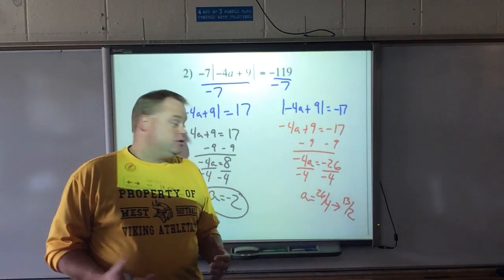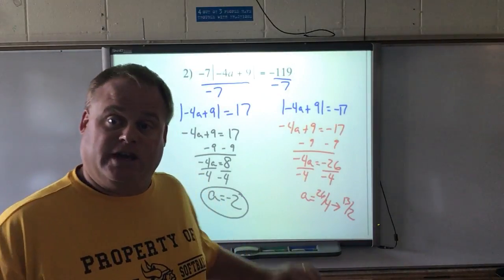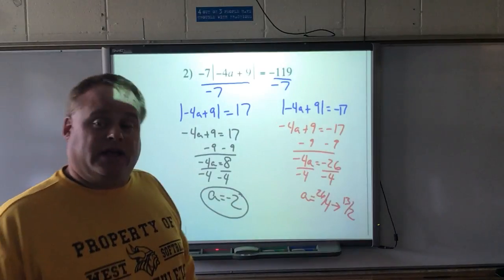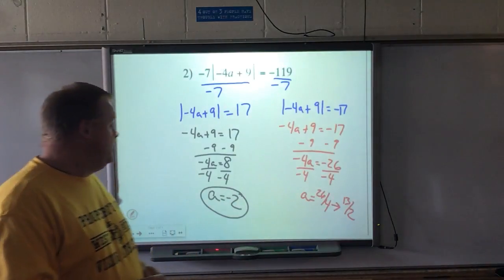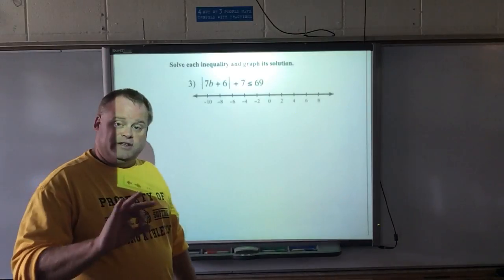Remember, I'm allowing you to leave it as 26 over 4 if you like. Just go ahead and make sure you can get it. Notice that a negative makes a positive. All right, example 3. We've got 7 of them today. So this is number 3.